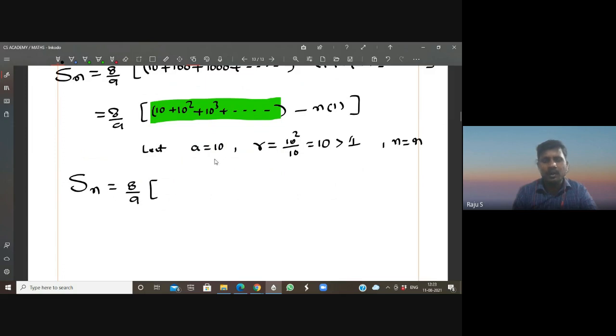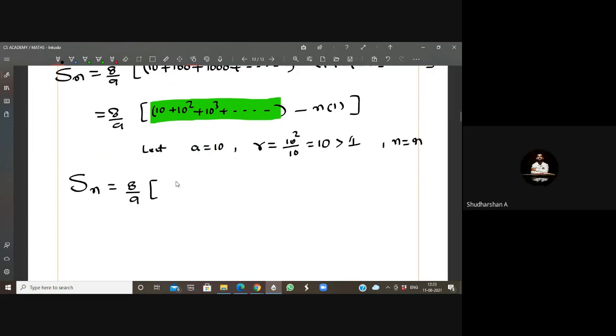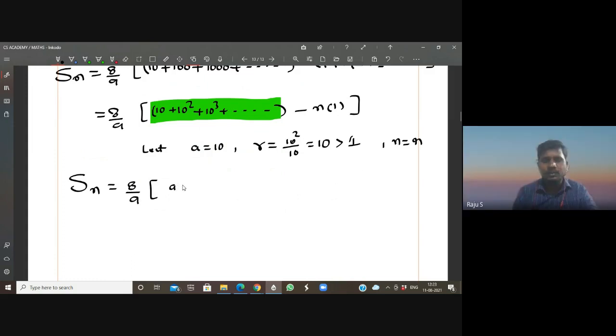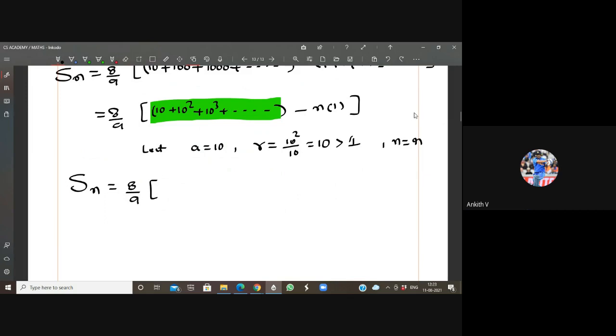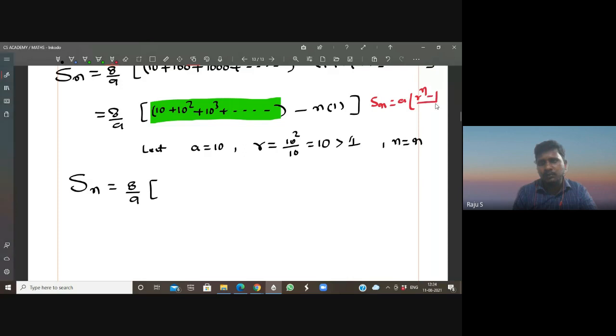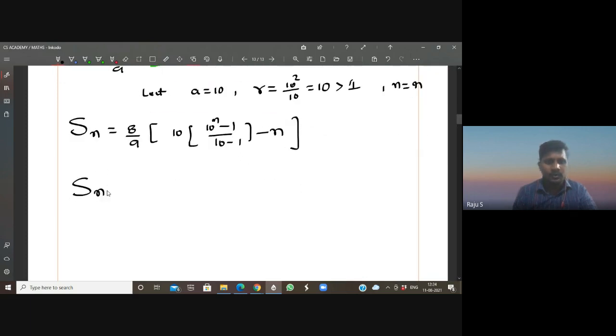So what is the Sn formula here? Sir, A into R power n minus 1 by R minus 1. Yes, A into R power n minus 1 by R minus 1. With the help of this, I want to write 10 into 10 power n minus 1 divided by 9, minus n. So Sn is equal to 8 by 9, 10 into 10 power n minus 1 by 9, minus n.